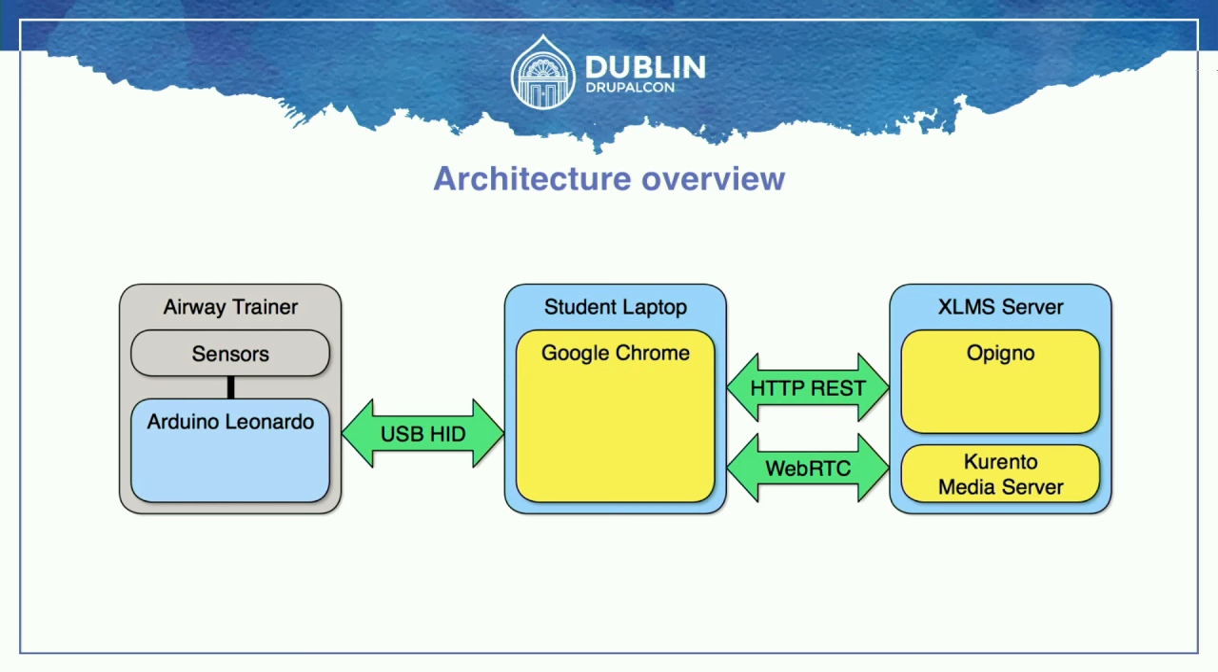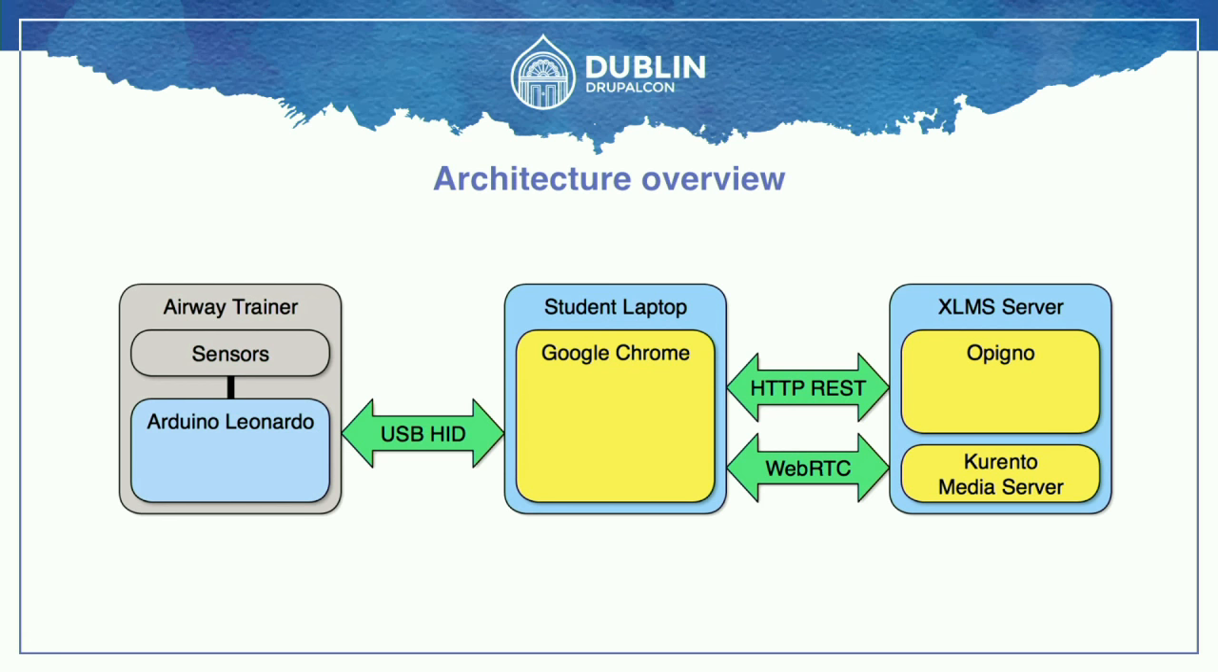So this just highlights the overall workflow between everything. This slide is actually talking about the airway trainer, but the workflow is the same for these trainers as well. The airway trainer was for learning how to do intubations. The trainer itself has sensors built in. It's got an Arduino at its core that's reading the sensor data and has libraries on it to communicate back over USB with a Google Chrome plugin running on the student's laptop. And that's our gateway between the hardware world and the LMS.